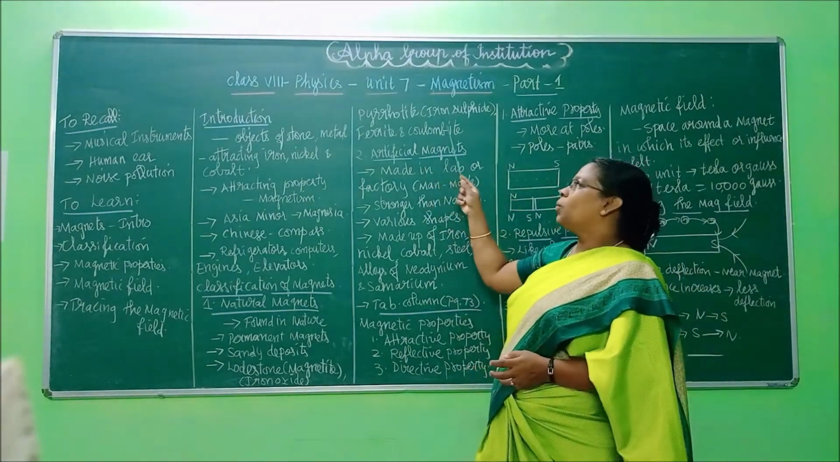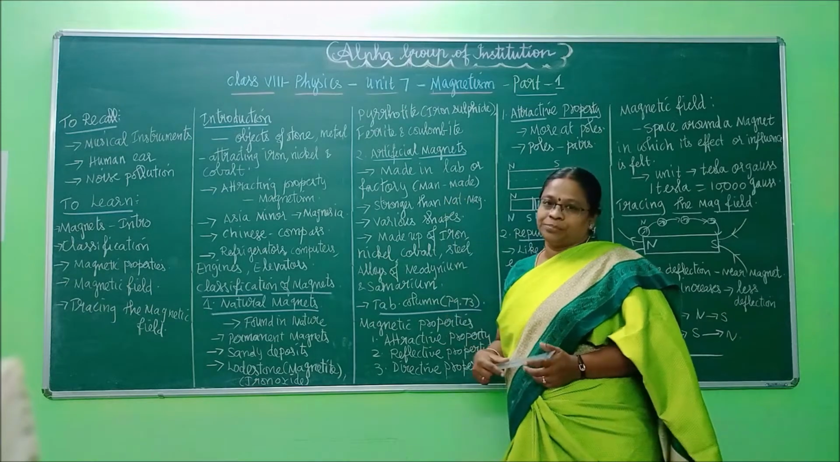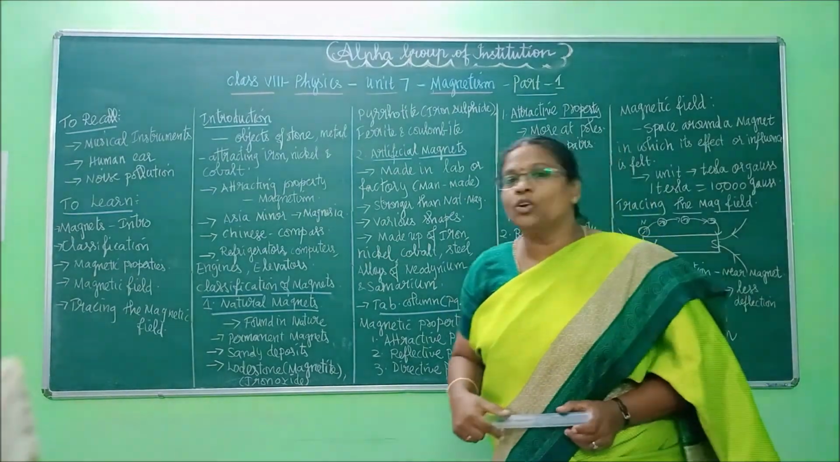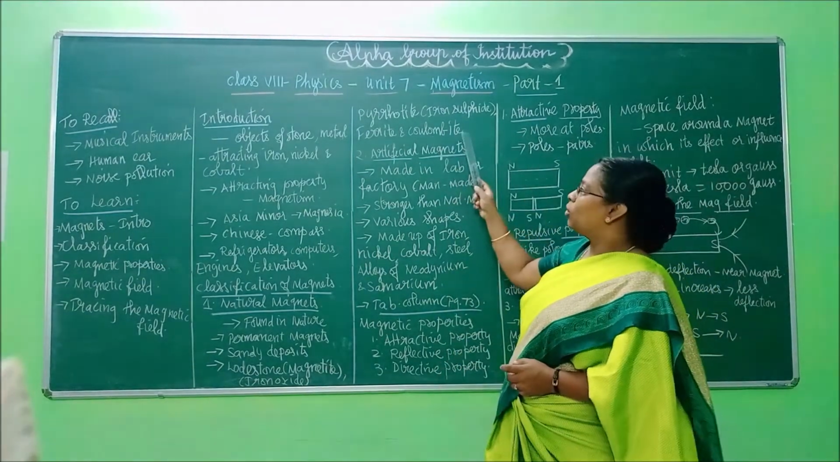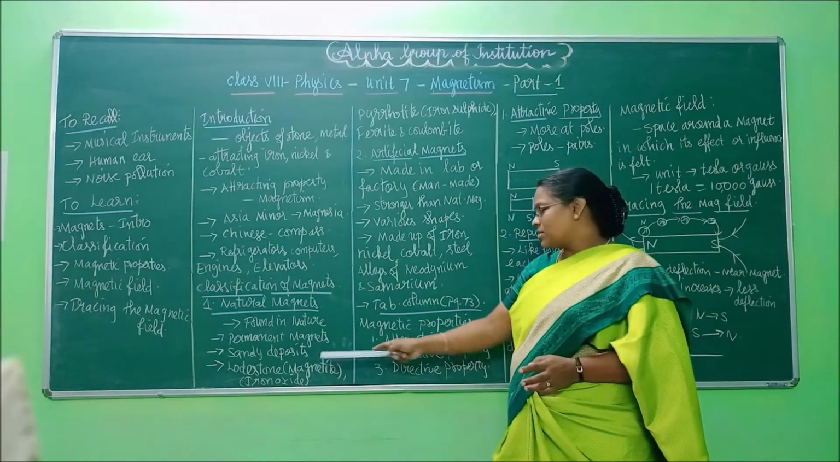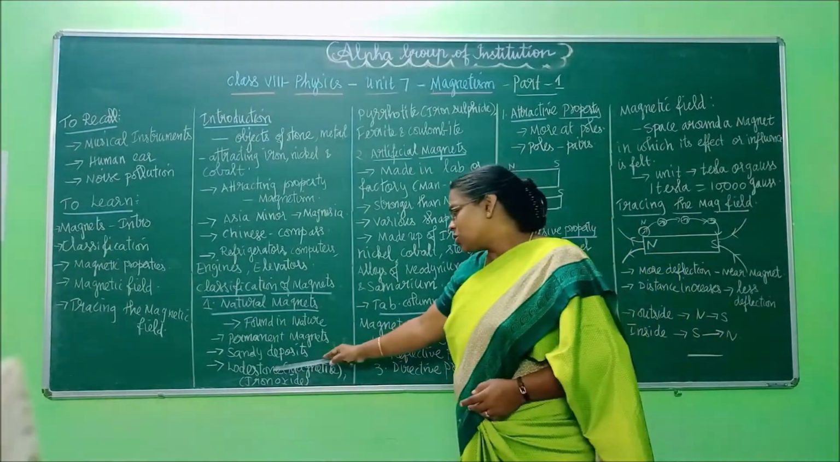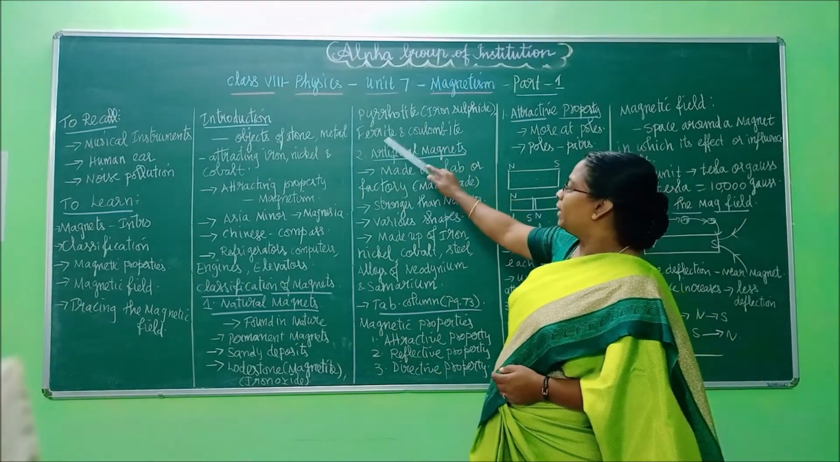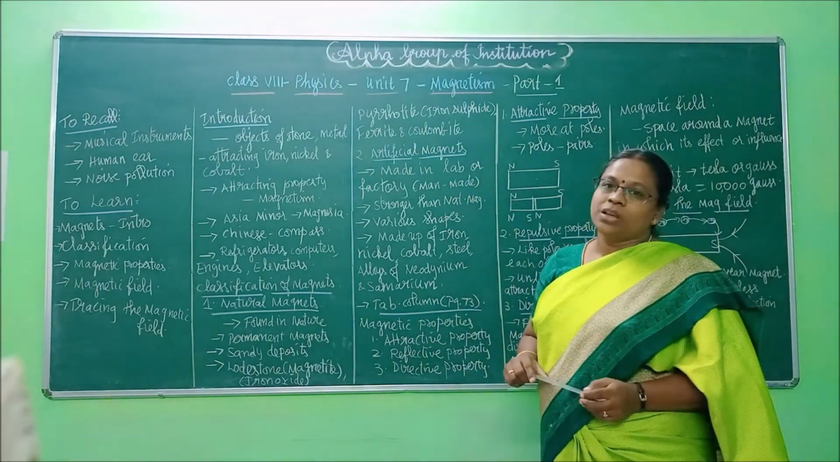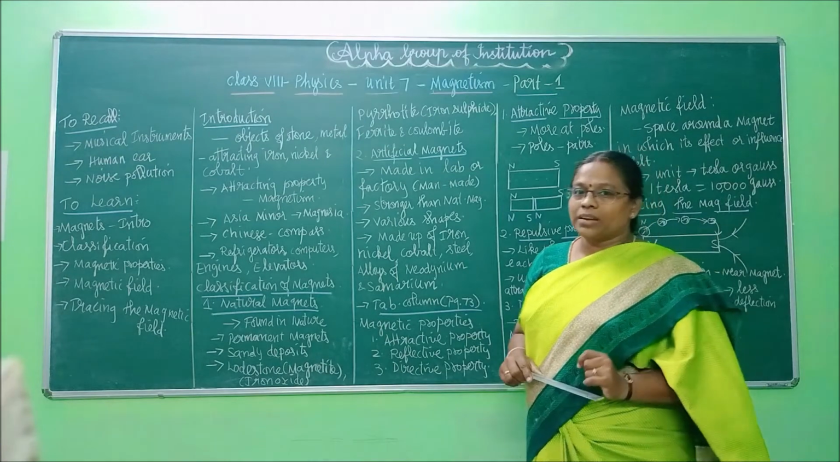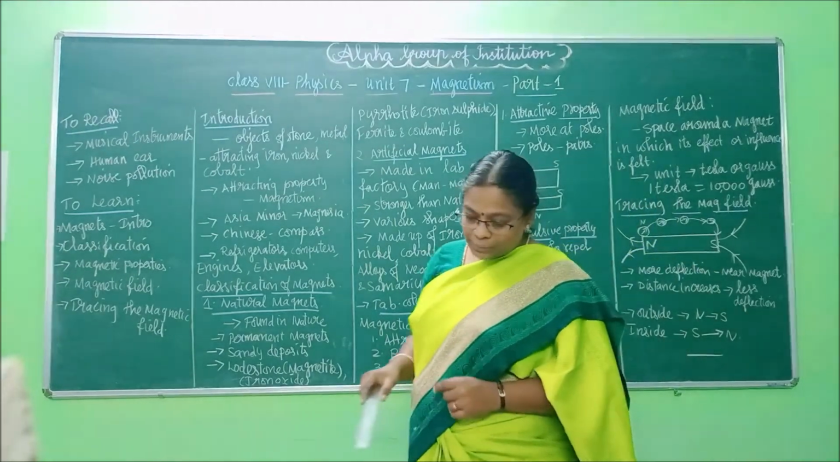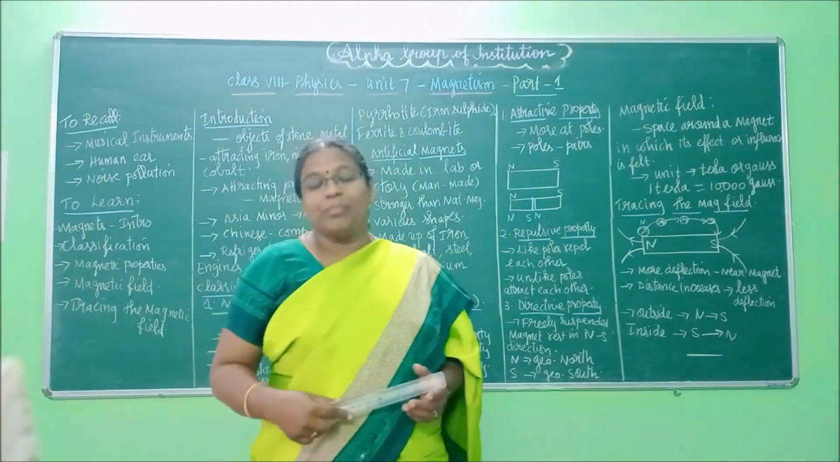And there are some others, ferrite and coulombite. They are also natural magnets. These are the names for natural magnets: lodestone, pyrrhotite, ferrite and coulombite. They are called natural magnets. And in your book, page number 72, there is one table column.